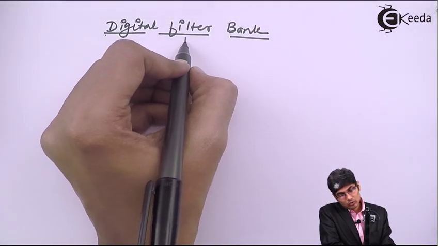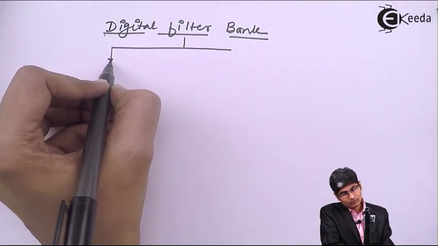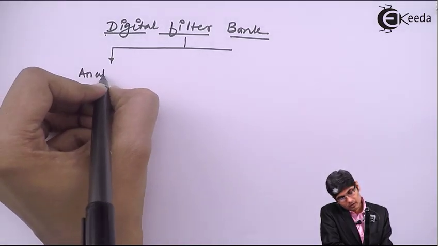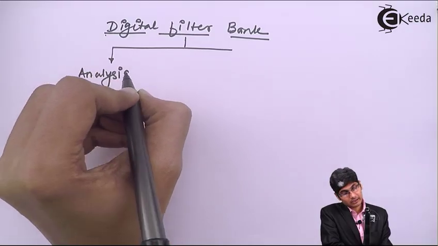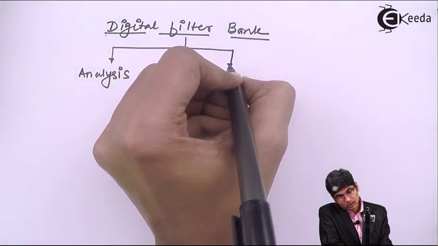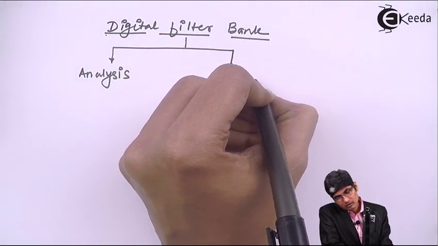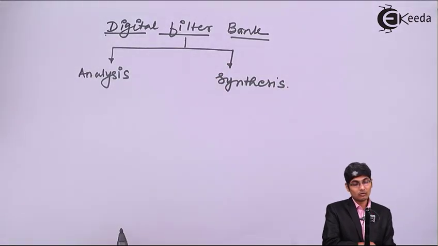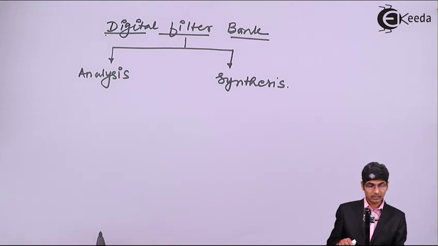Basically, there are two basic types of digital filter bank. One we call analysis filter bank and the second one we call synthesis filter bank. Now, why do we have these two sets of filter banks?